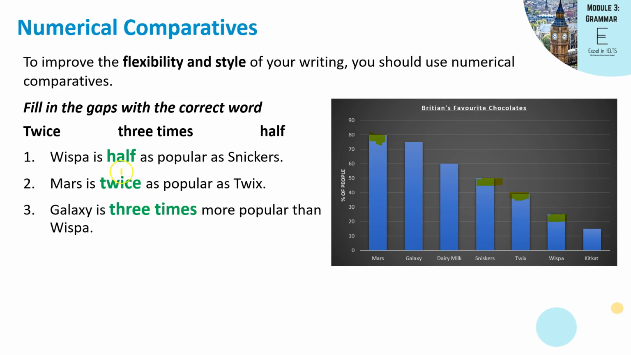So by using these numericals, then you are creating a numerical comparative, and this adds, like I said, flexibility and style to your writing, which is always really good because it pushes your band up in grammar and lexical resource. Few things you need to avoid. One is using once. You cannot use once as a numerical comparative. And you also can't use less as well, so avoid using these two in a numerical comparative structure.